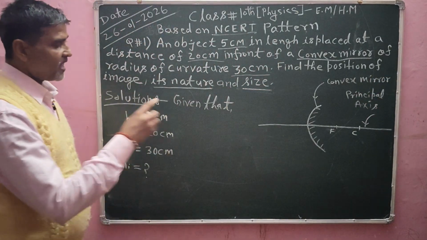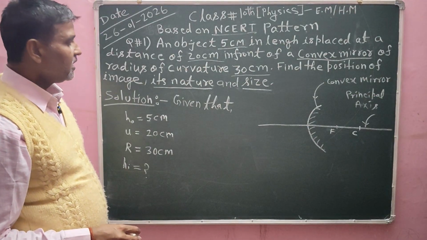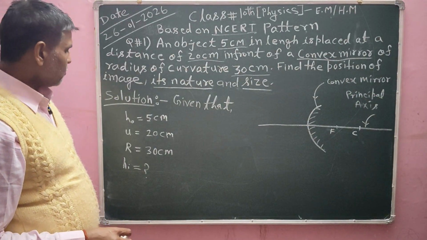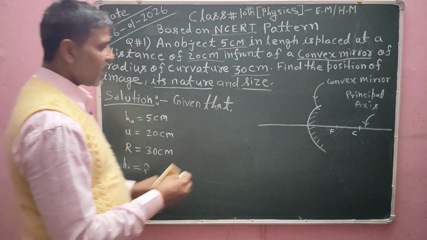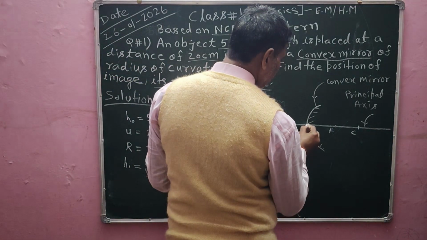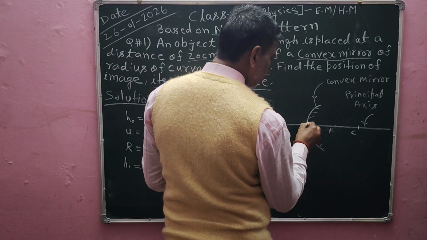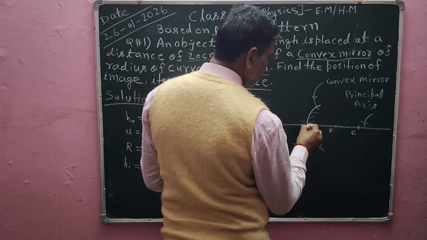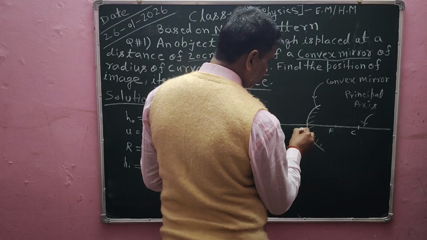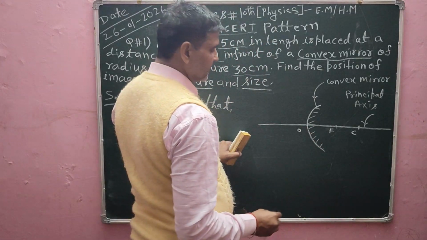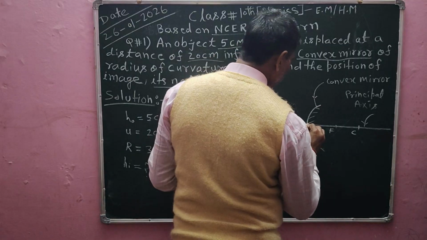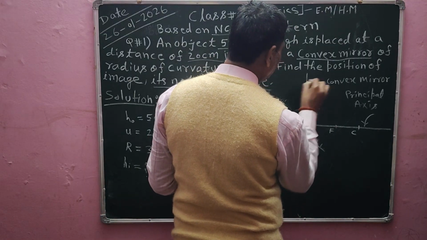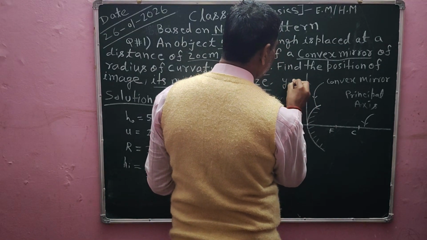So convex mirror I have written there. Now here I will draw the intersection of the convex mirror and the principal axis. I will say that is the optical center, and it is written with O. So I will draw here the y axis. Here I will say this is the y axis.